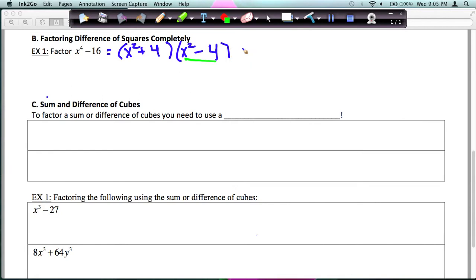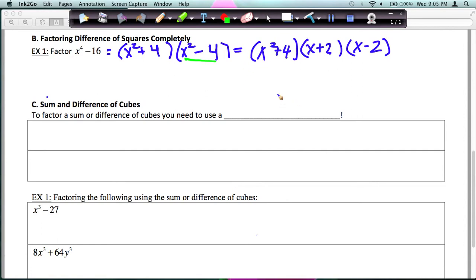So we have to go a step further. So I'm going to write the x squared plus 4, and then I'm going to go ahead and factor the x squared minus 4 into x plus 2, because the square root of 4 is 2, and x minus 2. And now that is completely factored.